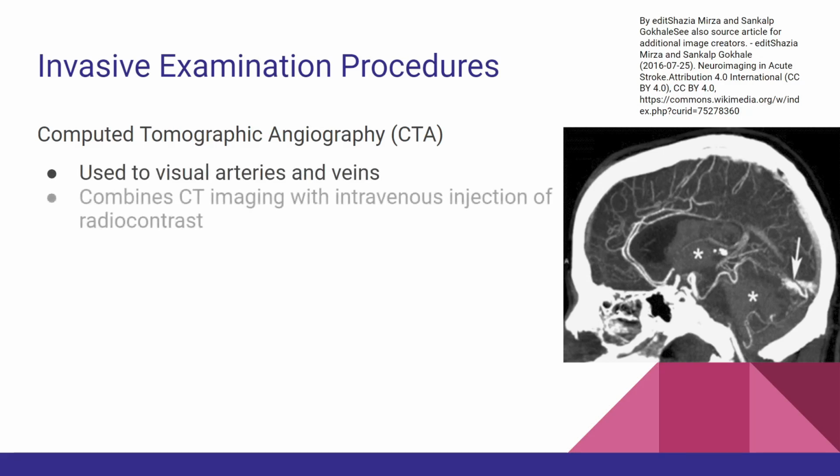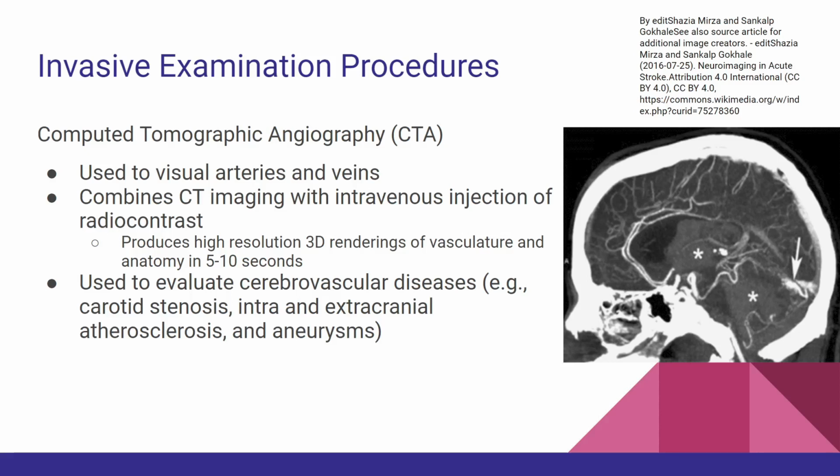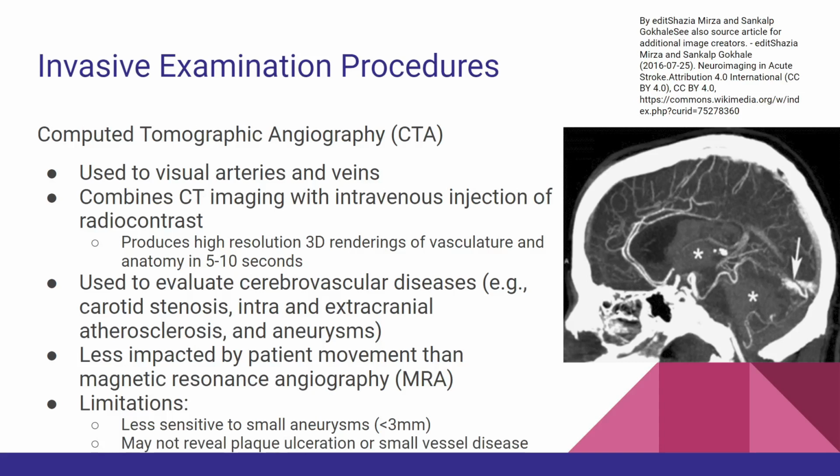The next technique we're going to discuss is computed tomographic angiography, or CTA, and this is used to visualize arteries and veins, and it combines CT imaging with intravenous injection of radiocontrast, and this can produce high-resolution 3D renderings of vasculature and anatomy in about 5 to 10 seconds. And this can be used to evaluate cerebral vascular diseases, things like carotid stenosis, intra and extracranial arteriosclerosis, as well as aneurysms. And it tends to be less impacted by patient movement than things like MRA. One limitation is that it's less sensitive to small aneurysms, so aneurysms that are less than 3 millimeters. As well, it may not reveal plaque ulcerations or small vessel disease.